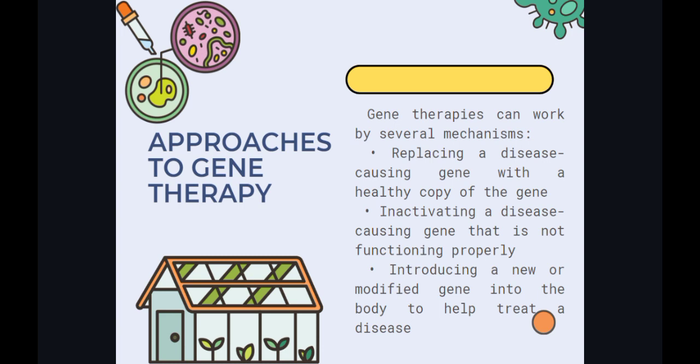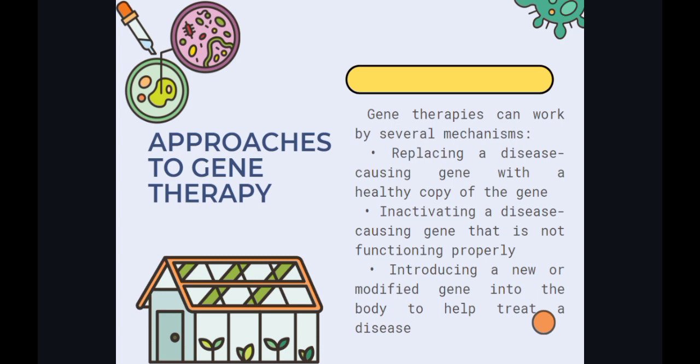Lastly, introducing a new or modified gene into the body to help treat a disease. So, when a person has a disease because of a missing or malfunctioning gene, gene therapy can introduce a brand new or modified gene into the body. This added or modified gene is designed to perform a specific function that the body's own genes cannot do properly or correctly. It is like giving the body a new set of instructions to help it fight the disease or perform a task that it couldn't do before.